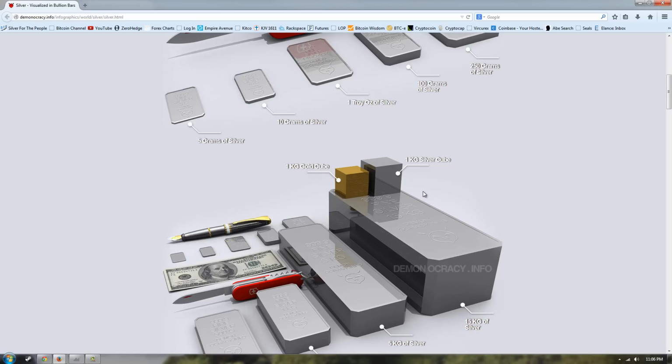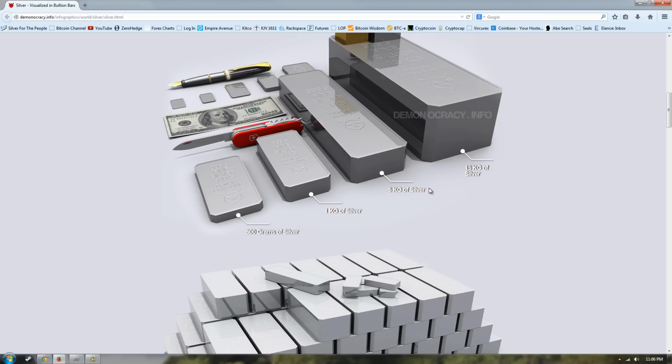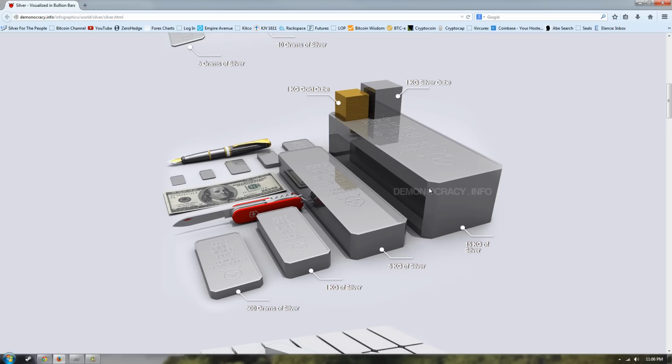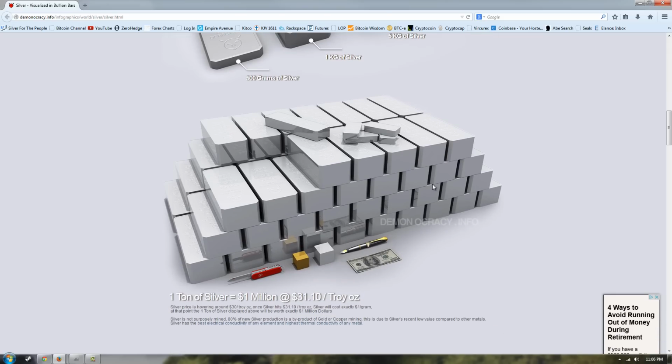The issue is not whether silver is bulky, the issue is whether silver is undervalued. And I think it is way undervalued. So now you can see more of these here. Here's a 15 kilogram bar of silver. And then here's 1 ton of silver.